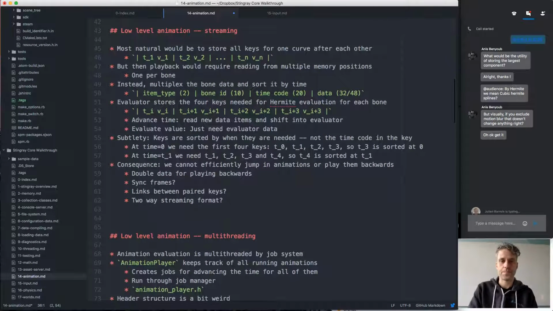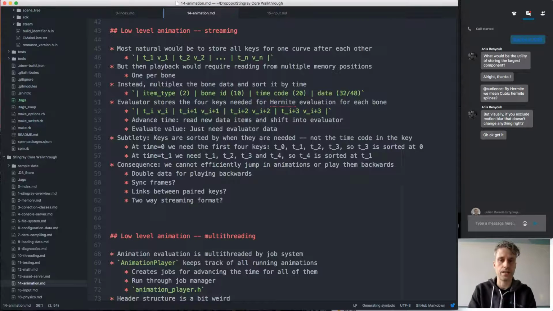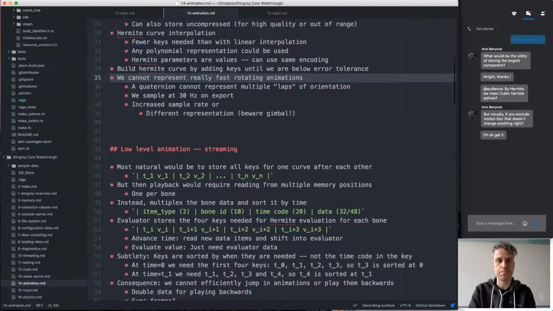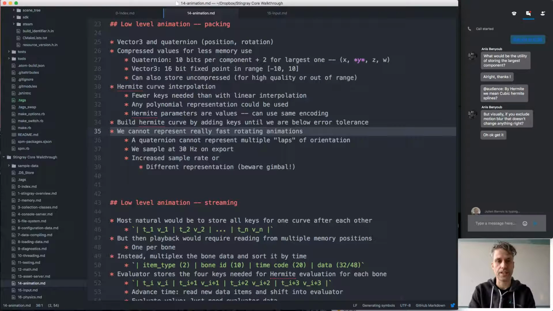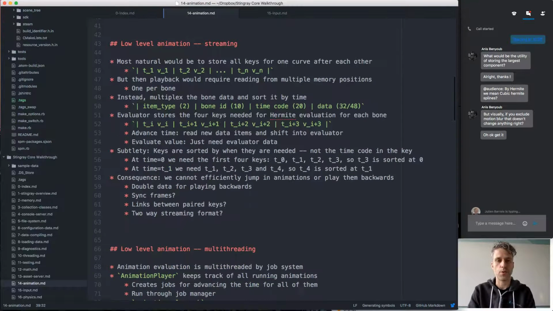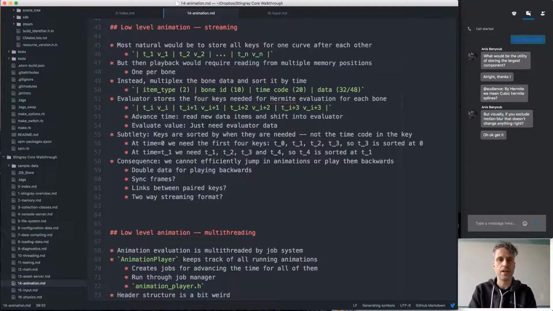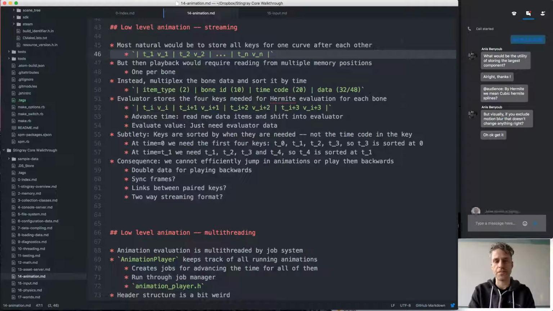So, the streaming portion of it. This part actually covers all the compression we do, compression of the keys and curve interpolation. Streaming is more about how we arrange the keys in memory. The most natural thing, as I said before, would be to just store the keys of one curve, one after another in memory. Here's one curve, all its data, the next curve, all its data. But then we have this tricky problem that playback would require reading from all these different memory positions, which is bad for performance and doesn't give us this streaming behavior.